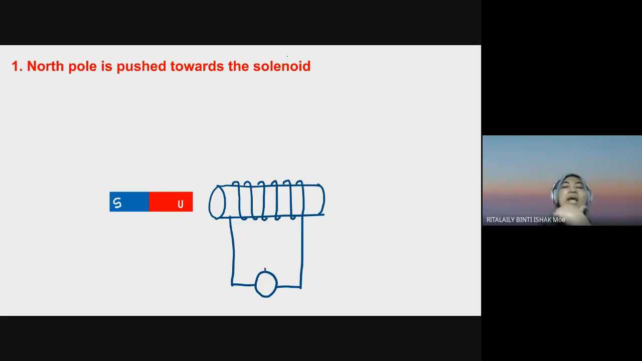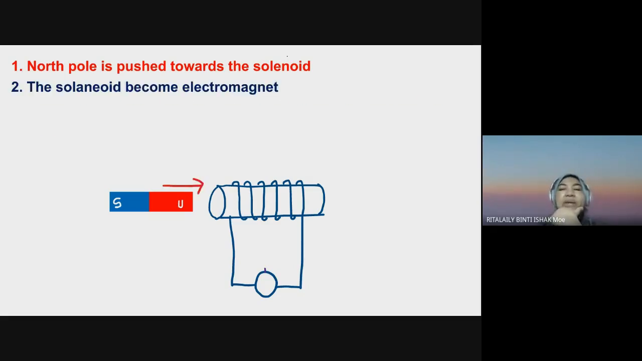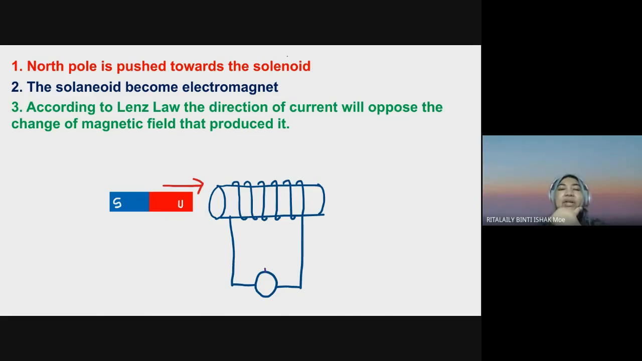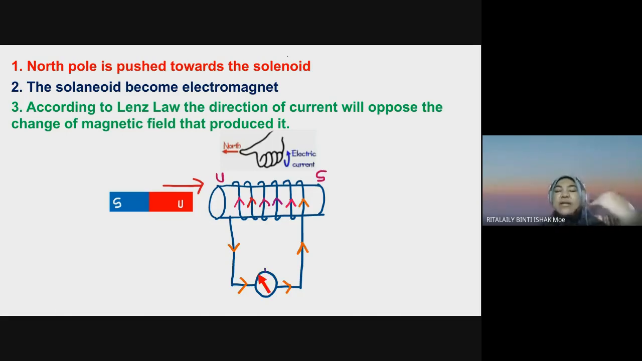So, as the north pole is pushed toward the solenoid, the solenoid becomes an electromagnet. So, according to Lenz's law, the direction of current will oppose the change of magnetic field that produces it. So, by using our right hand grip, okay, we get the direction of current. So, current is from left to right. So the galvanometer pointer will point to the left. Okay, will you follow?